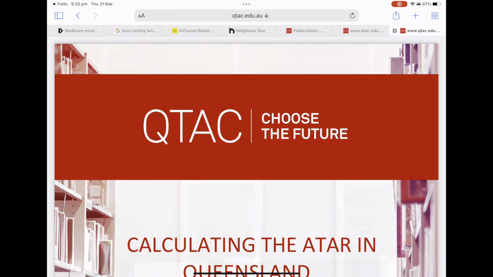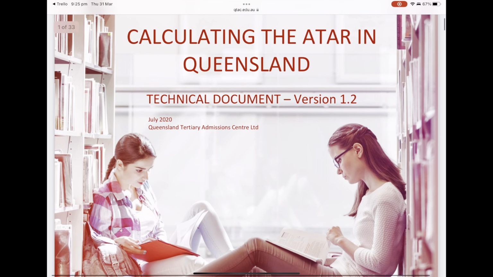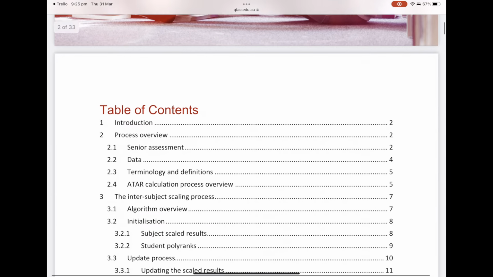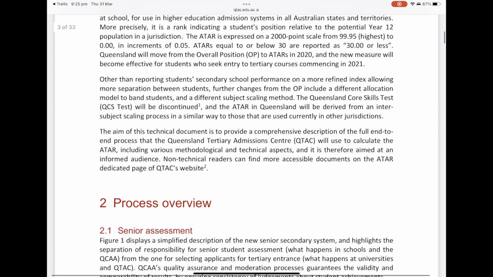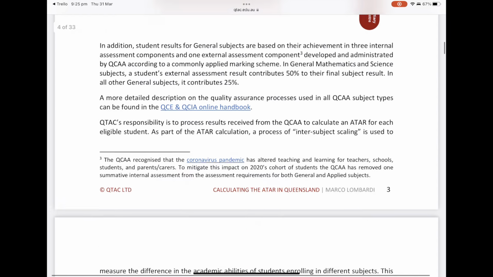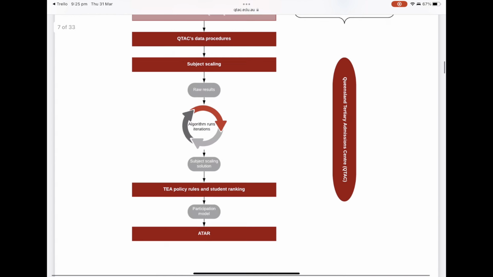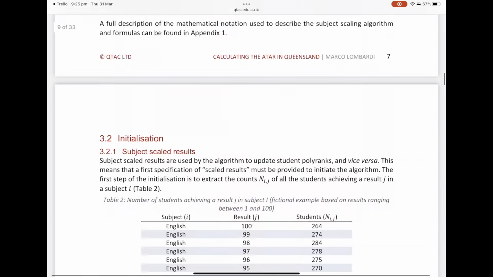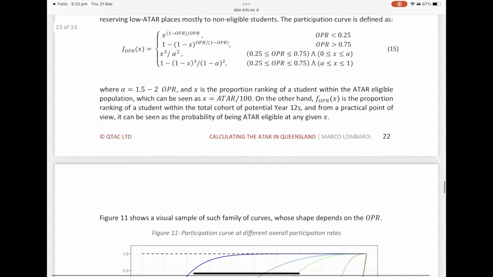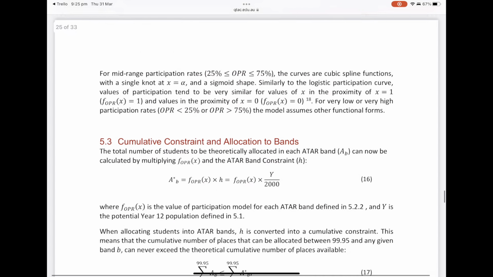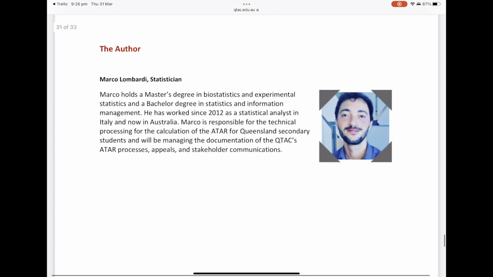I think one of the best ways to highlight the complexity of the task of calculating ATARs is shown by considering that Queensland has a 33-page technical document that explains the process. The document has a range of algebraic calculations and algorithms explaining the process. Just have a look at some of these. Now I have to give a big shout out to Marco Lombardi. He's a statistician who wrote this document for the Queensland Tertiary Admissions Centre.